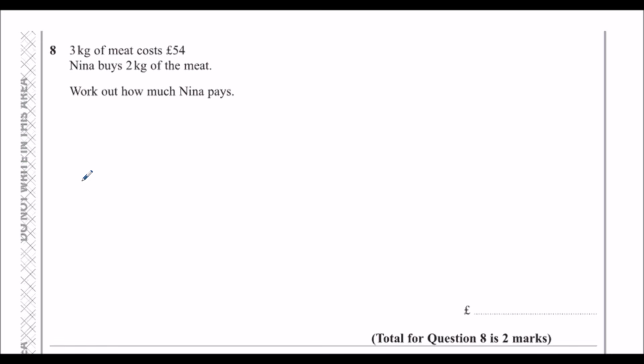Question 8. 3 kilograms of meat costs £54. So I'll write down 3 kilograms equals £54. Nina buys 2 kilograms of meat. How much does she pay? So we can work out 1 kilogram by dividing by 3. So 54 divided by 3.